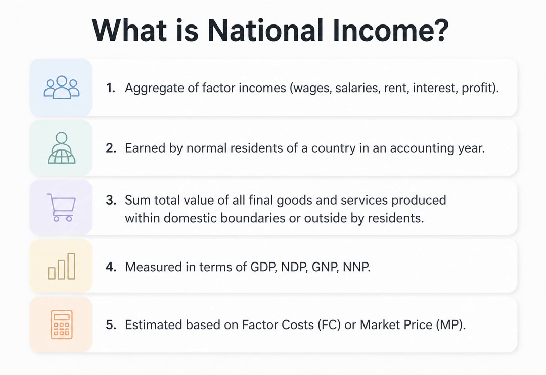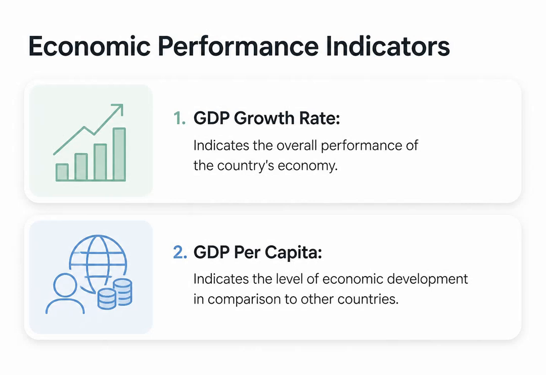We measure this massive aggregate using various metrics, like GDP and GNP, and we can value it either at the actual cost of production, known as factor cost, or at the price consumers pay, known as market price. To gauge how well an economy is doing, we rely on specific economic performance indicators. The GDP growth rate is the primary metric used to indicate the overall performance and expansion of the country over time. However, to understand the actual standard of living or the level of economic development compared to other nations, we look at GDP per capita, which divides the total economic output by the population.